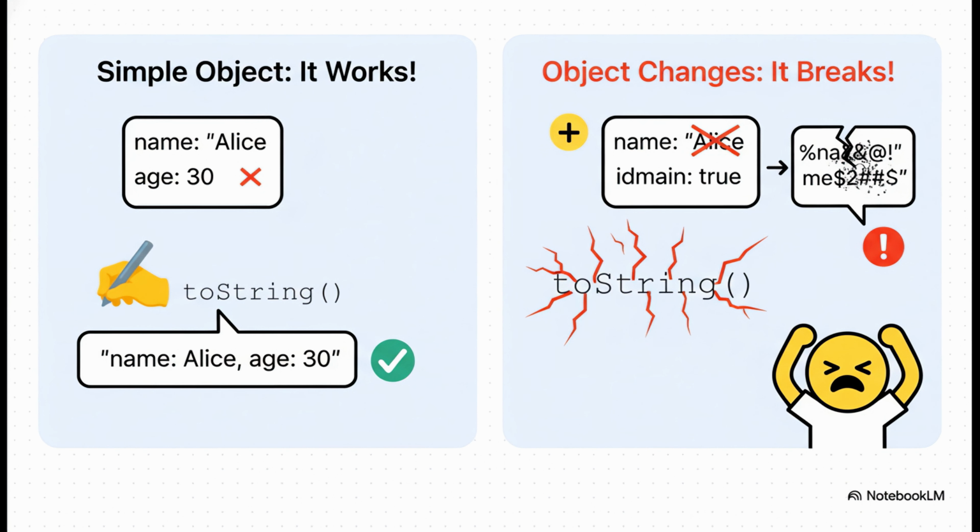So the old school approach was, hey, I'll just write my own toString method. And yeah, for a super simple object, that might work for a minute. But check out the problem on the right. What happens the second your object changes? You add a new property, you rename another one, and bam, your whole custom function just breaks. It's incredibly brittle, a total nightmare to maintain, and it just does not scale at all.